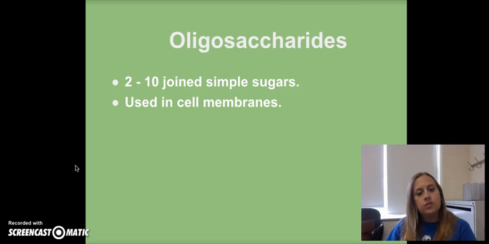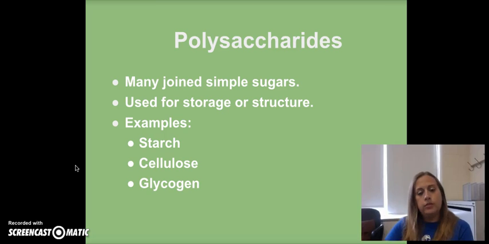All right, next we've got oligosaccharides, and this is going to be when you join 2 to 10 simple sugars together. So larger than disaccharides, but not so huge that we would consider them polysaccharides. And these are used in cell membranes. And we'll talk about those a lot more actually in the next unit.